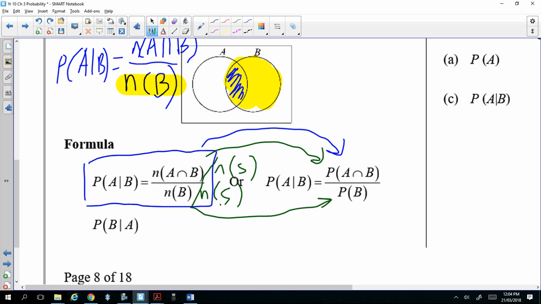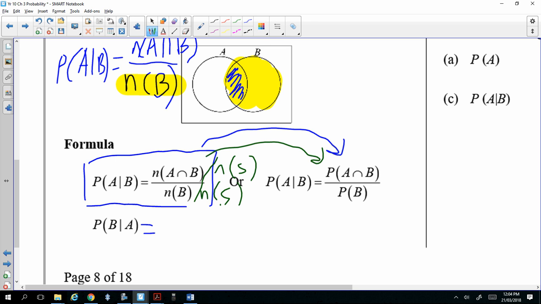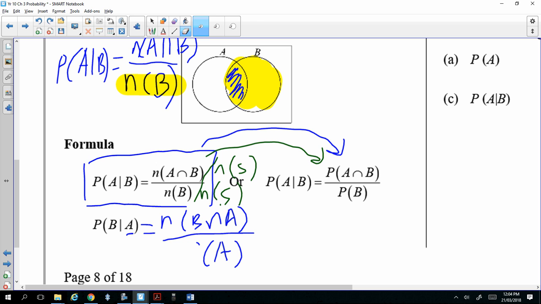And then you can have the same formula for probability of B given A. You just have to reverse A and B. So it will be equal to n(B and A) over, the denominator, actually not probability of A, the number of elements in A, like that. That should be n. Okay, good.